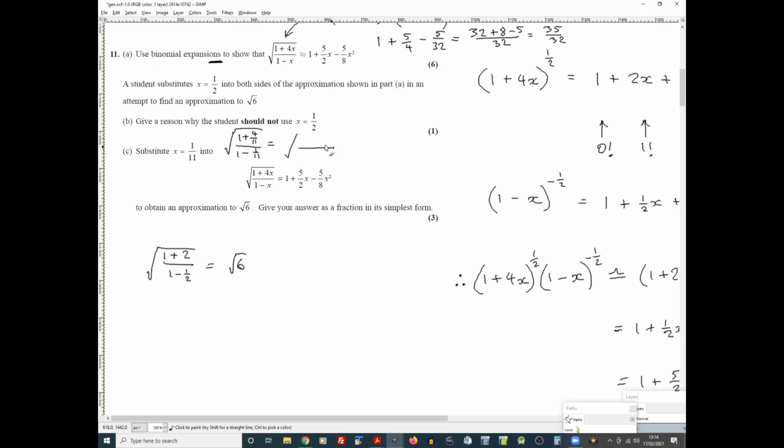Well, that will give us 15/11 over 10/11. Good. And what does that simplify to? That simplifies to 161 over 110. Yeah.